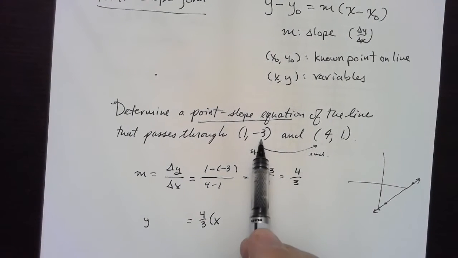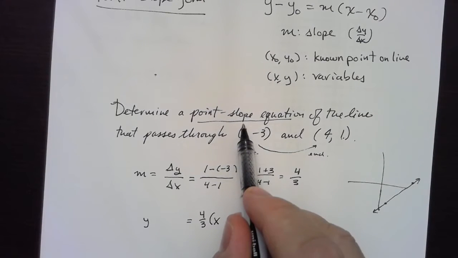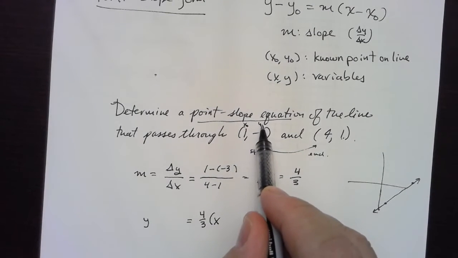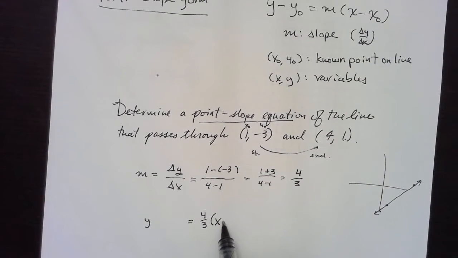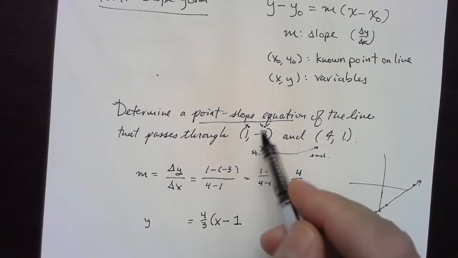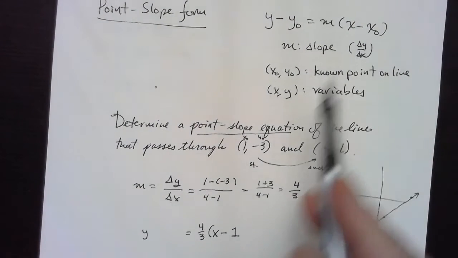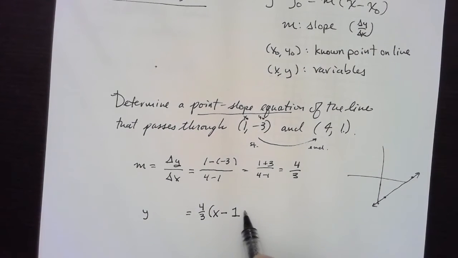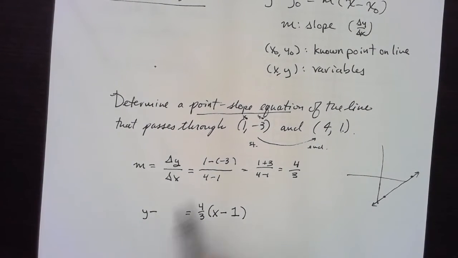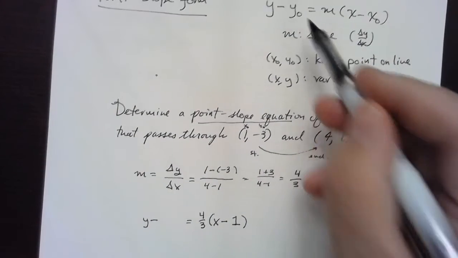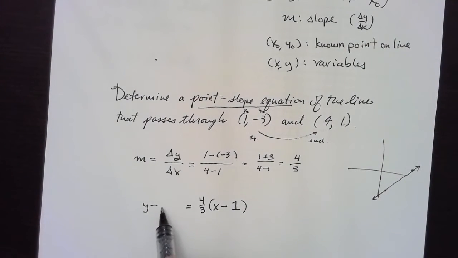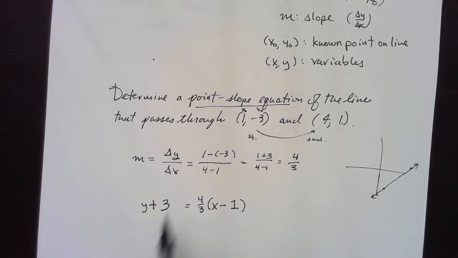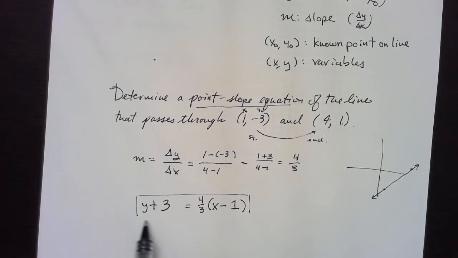So if I chose this point, then this would be x0 and this would be y0. So I would have x minus 1, because x0 would be 1. And then I would have y minus y0, which is y minus negative 3. And I'm never going to write y minus negative 3. I will immediately change it to y plus 3. And this is a correct answer.